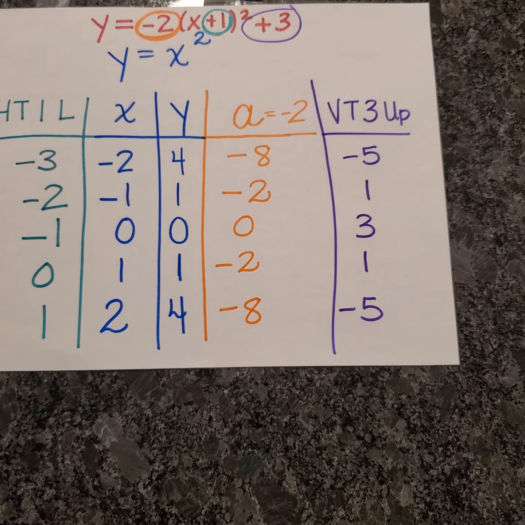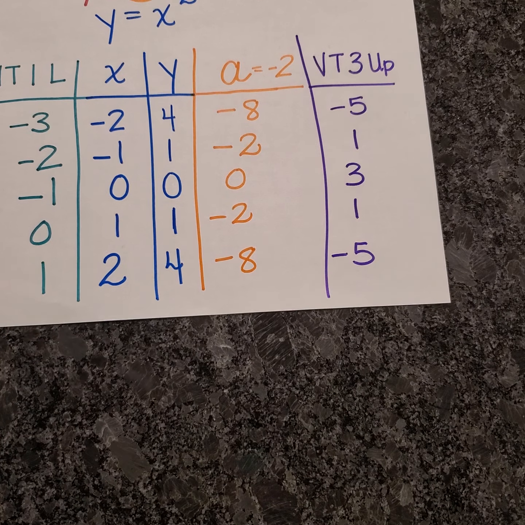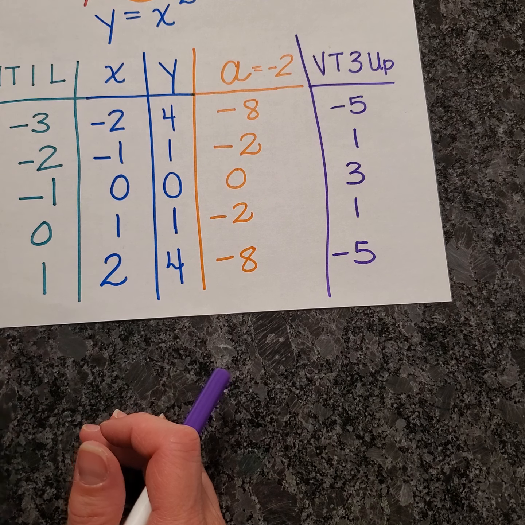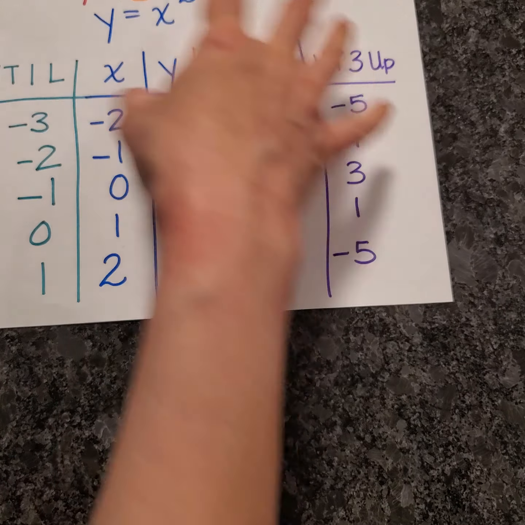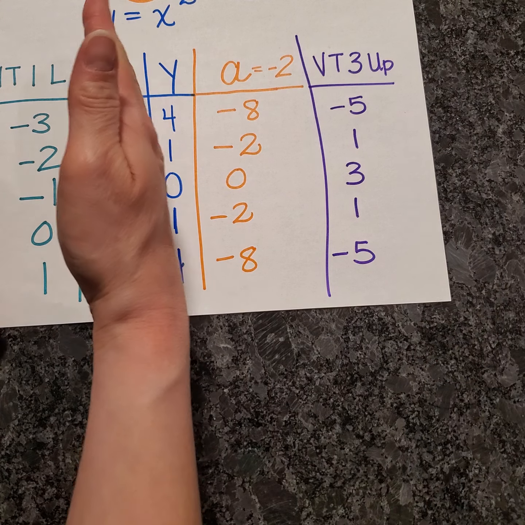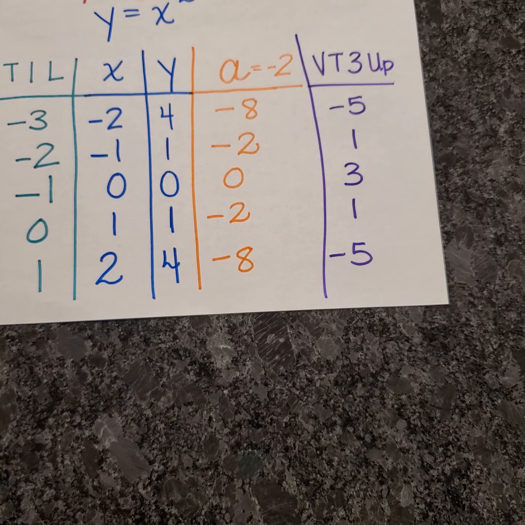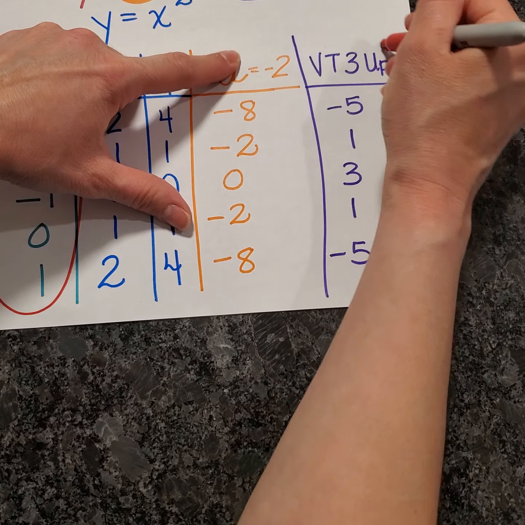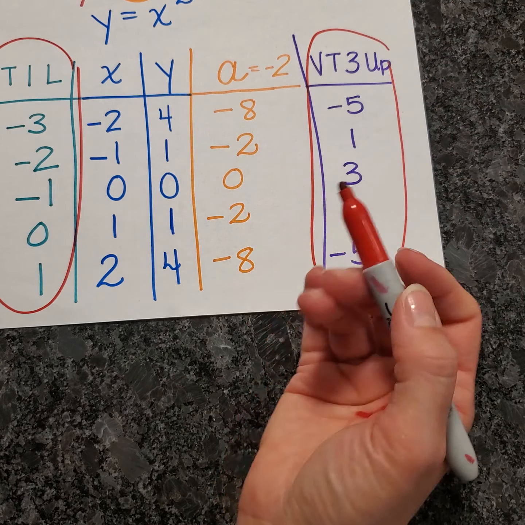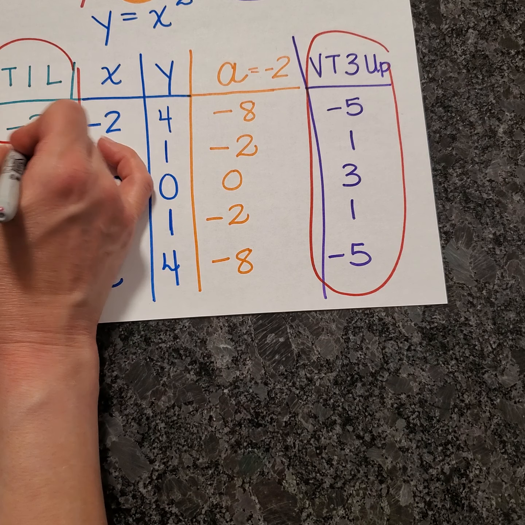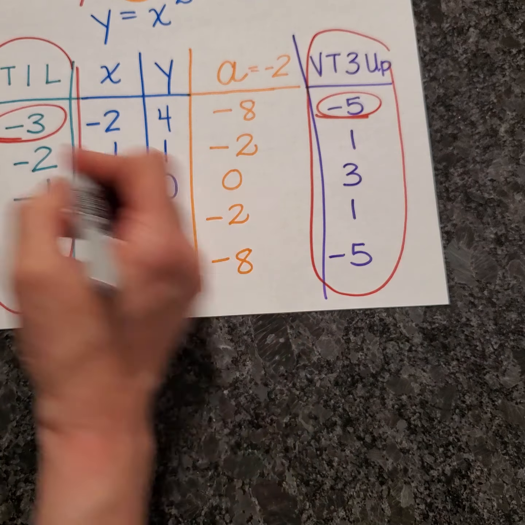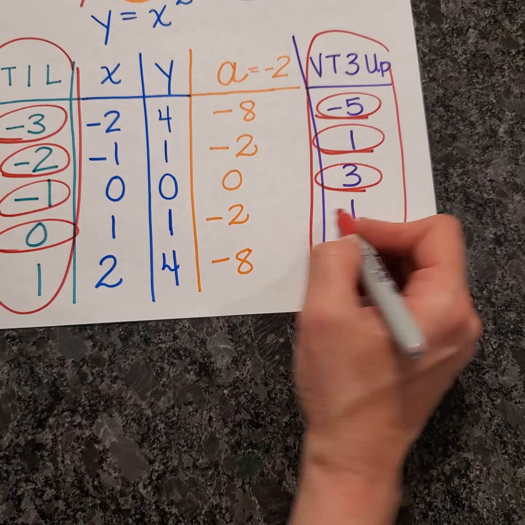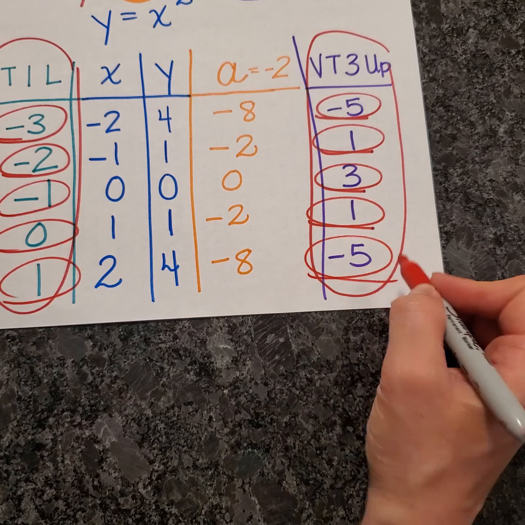Okay? Why am I doing this? Because now I have a table of values that I can use to accurately graph this. And when I do that, folks, I needed to work through this process, but now these 3 columns in the middle are not really necessary. I'm going to be looking here and here. These are 5 ordered pairs: -3, -5, -2, 1, -1, 3, 0, 1, 1, -5.